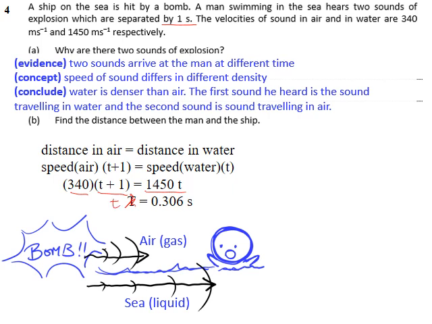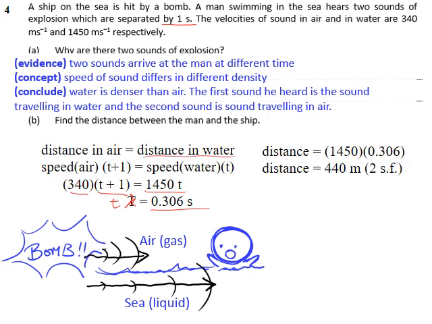So t equals 0.306 seconds. Once you can find the value of t, you can easily find the distance between the man and the ship, for which we can use the distance in water. So the distance equals 1450 multiplied by 0.306, and hence we end up with about 440 meters. Also least s.f., so 2 s.f. please.